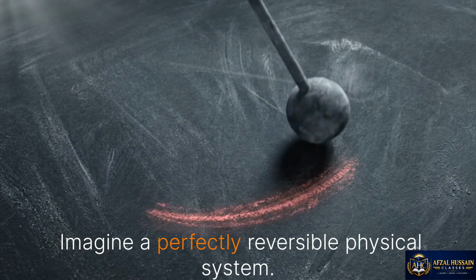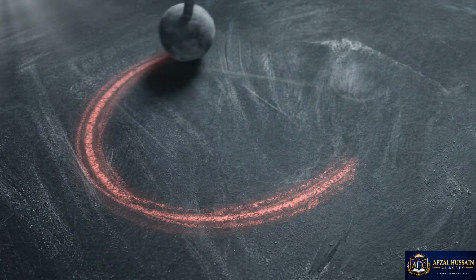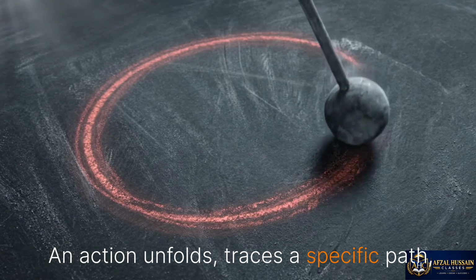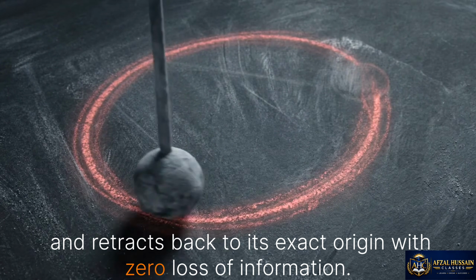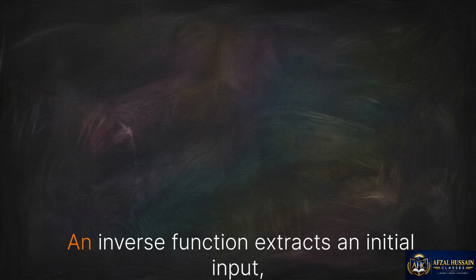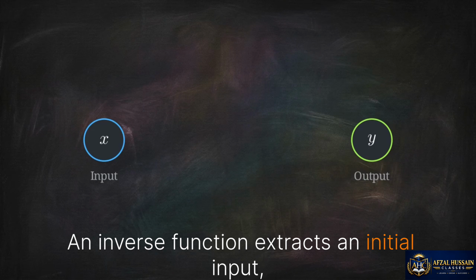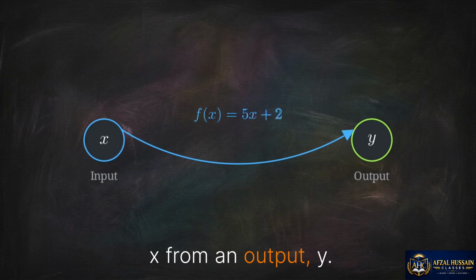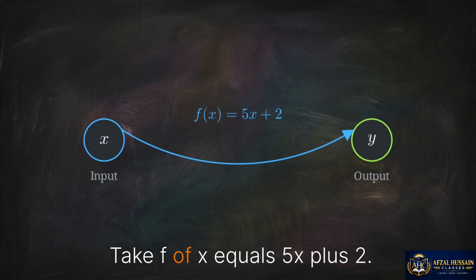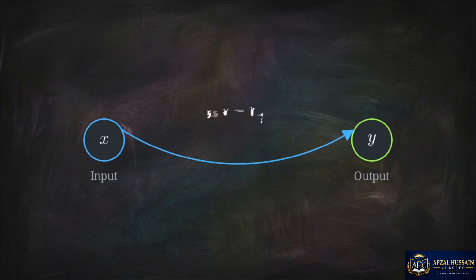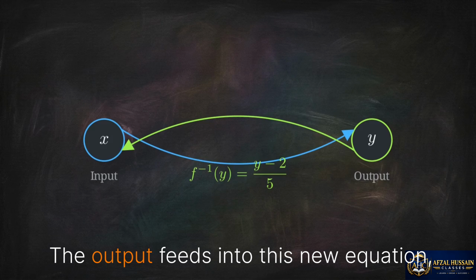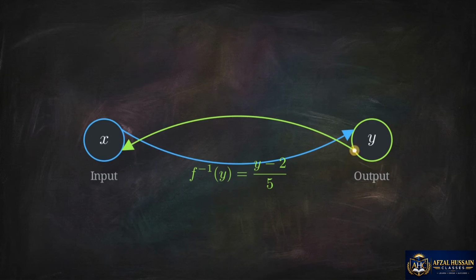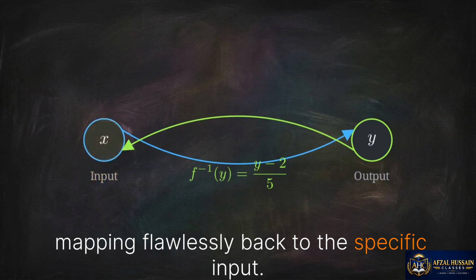Imagine a perfectly reversible physical system. An action unfolds, traces a specific path, and retracts back to its exact origin with zero loss of information. An inverse function extracts an initial input, x, from an output, y. Take f of x equals 5x plus 2. To reverse it, subtract 2 and divide by 5. The output feeds into this new equation, mapping flawlessly back to the specific input.